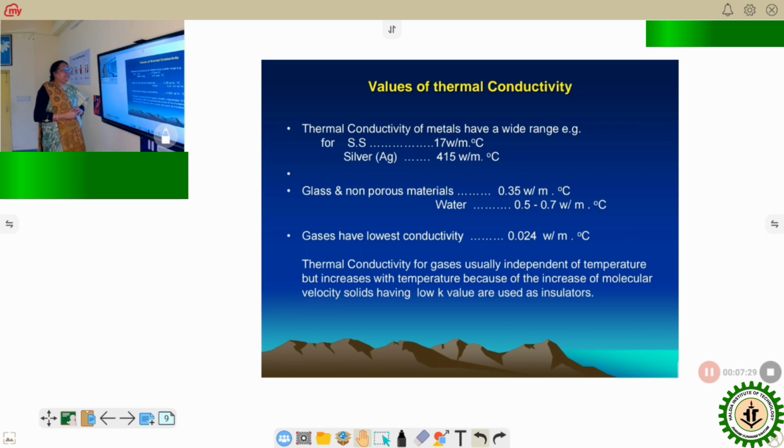For the gases the value is very poor and it is about 0.024 watt per meter degree centigrade. Thermal conductivity of the gas is usually independent of the pressure, but it increases with the temperature because of the increase of molecular velocity, and solids having the low thermal conductivity are used as the insulator.